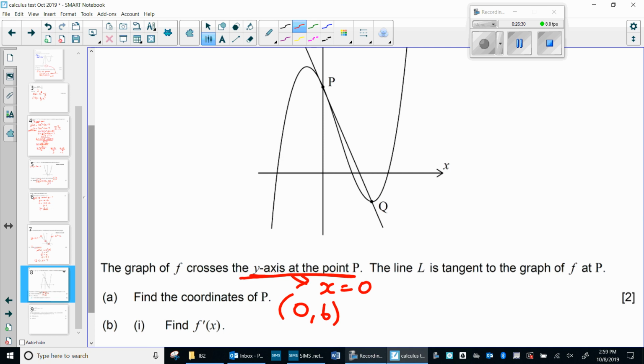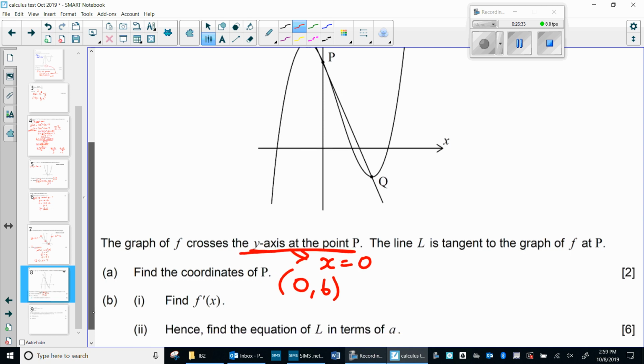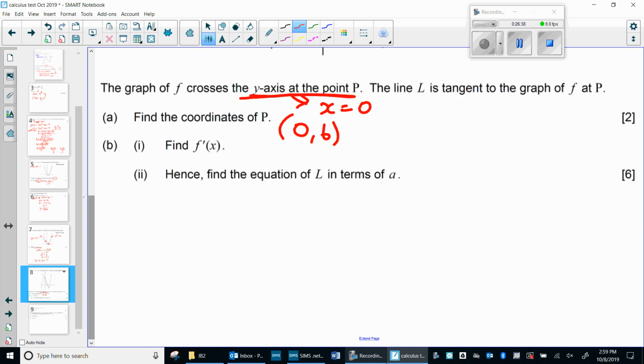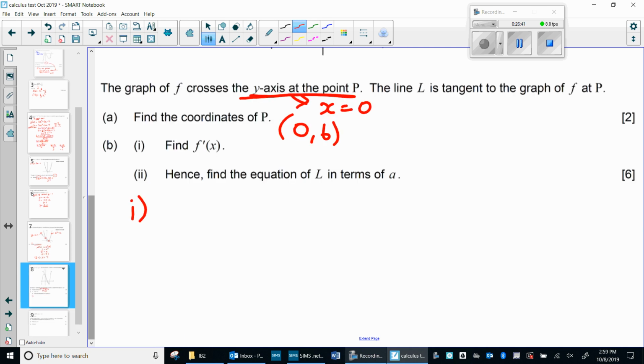Alright, it then says find f dash x. Similar principle. f dash x means we're differentiating it. The derivative is 3x squared minus 4x plus a. That a really stumped you. It says in terms of a. Now, part 2 says hence find the equation of L in terms of a, so that would indicate that the a is going to be in there somehow.